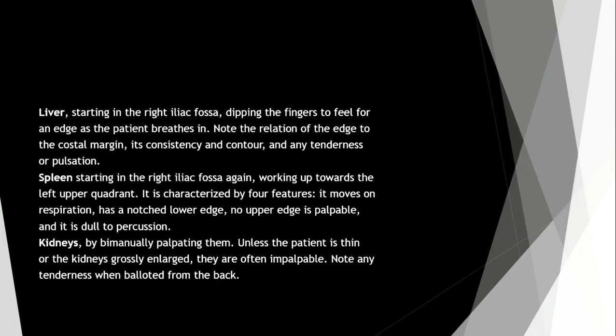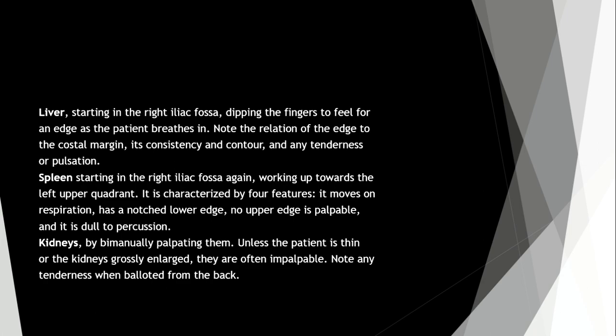Liver. Starting in the right iliac fossa, dip the fingers to feel for an edge as the patient breathes in. Note the relation of the edge to the costal margin, its consistency and contour, and any tenderness or pulsation. Spleen. Start in the right iliac fossa again, working up towards the left upper quadrant. It is characterized by 4 features: it moves on respiration, has a notched lower edge, no upper edge is palpable, and it is dull to percussion.